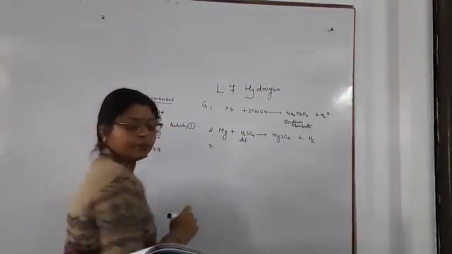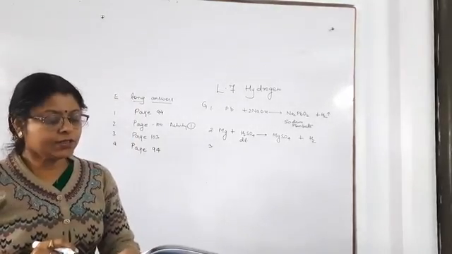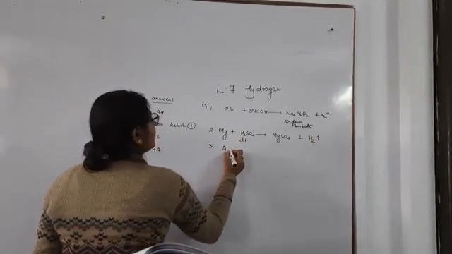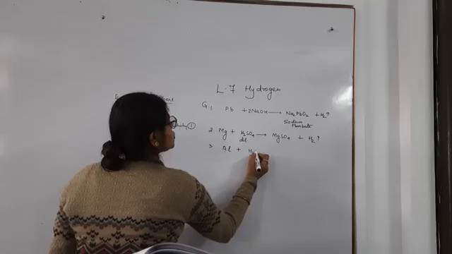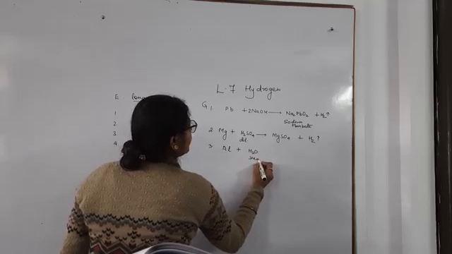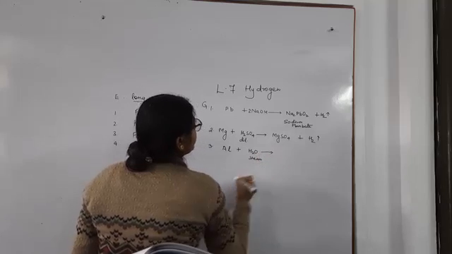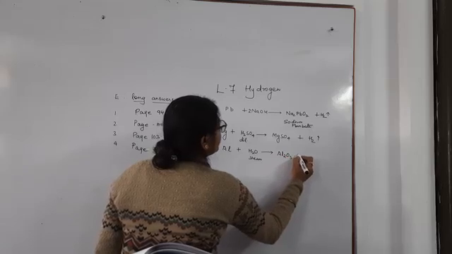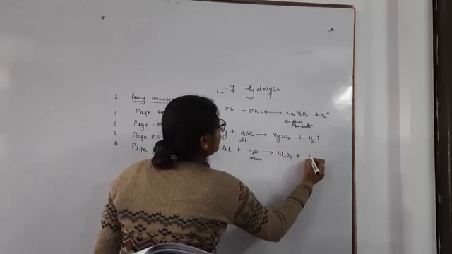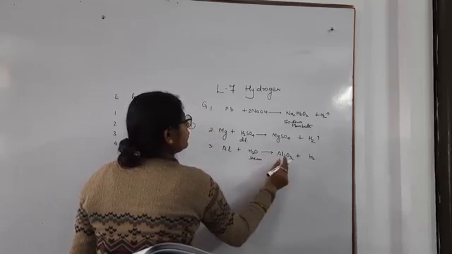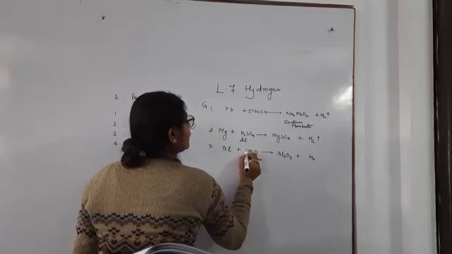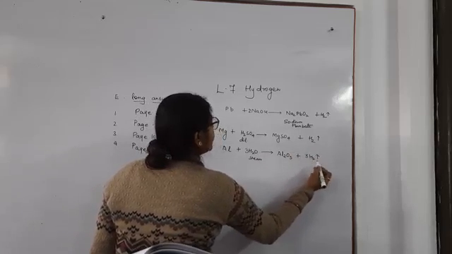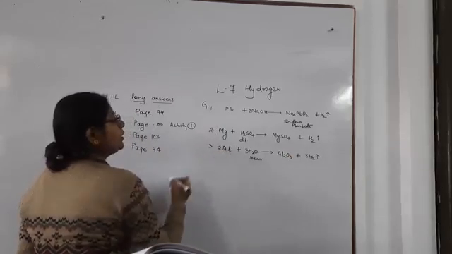Now third equation: aluminium reacts with steam. Aluminium means Al, steam means H2O. Here below it you can write down steam. It will form aluminium oxide Al2O3 plus hydrogen. To balance the equation, because here there are 3 oxygen, we have to write 3 here. So for the water also we have to write 3H2O to balance it, and for aluminium 2Al.